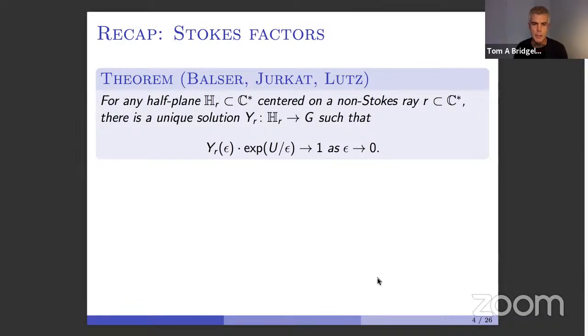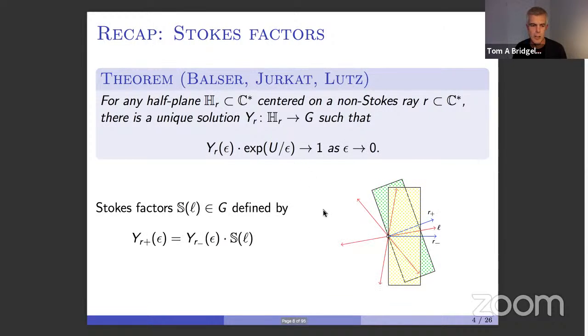So the crucial thing was that there exist canonical solutions to this equation in half planes. These solutions are canonical because they have good asymptotics as epsilon goes to 0 in that half plane. Remember, we have these rays, called the Stokes rays, which are spanned by the differences of the eigenvalues of the leading order term of our connection, U. So we look at the differences in the eigenvalues, and the span of those gives us a bunch of rays in the complex plane.